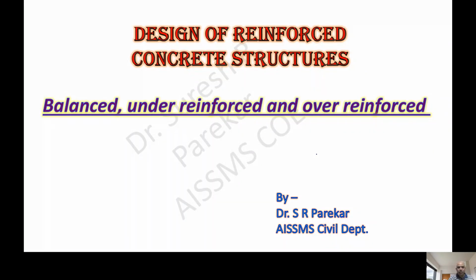Good evening. Today we are going to see the different types of sections. We have three types of sections depending upon the amount of steel. Depending upon the amount of steel, we are going to classify the section as balanced, under reinforced, and over reinforced. So the under and over reinforced sections we are going to call unbalanced sections.